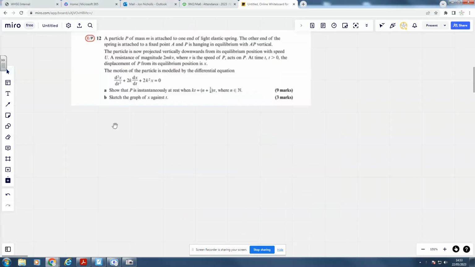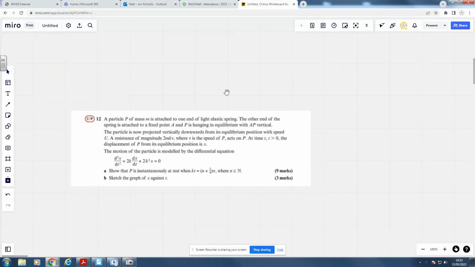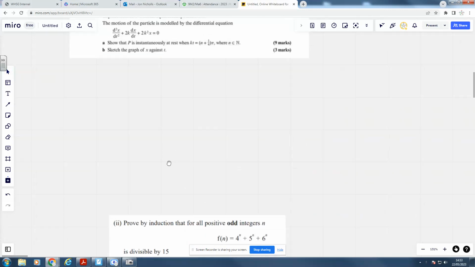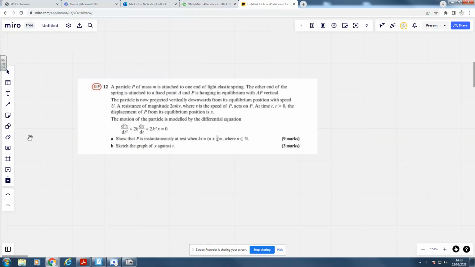This time I'm going to be going through a little bit of solving second order differential equations and then a little bit of proof by induction.